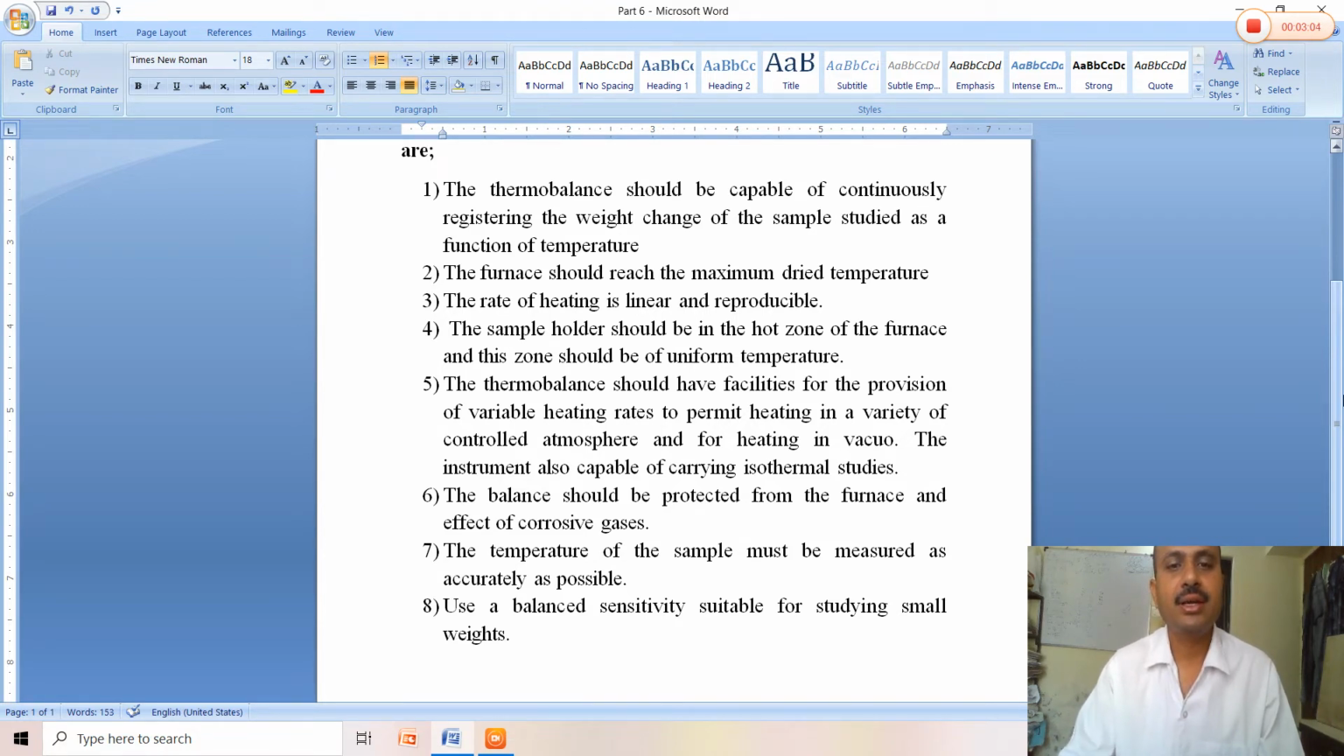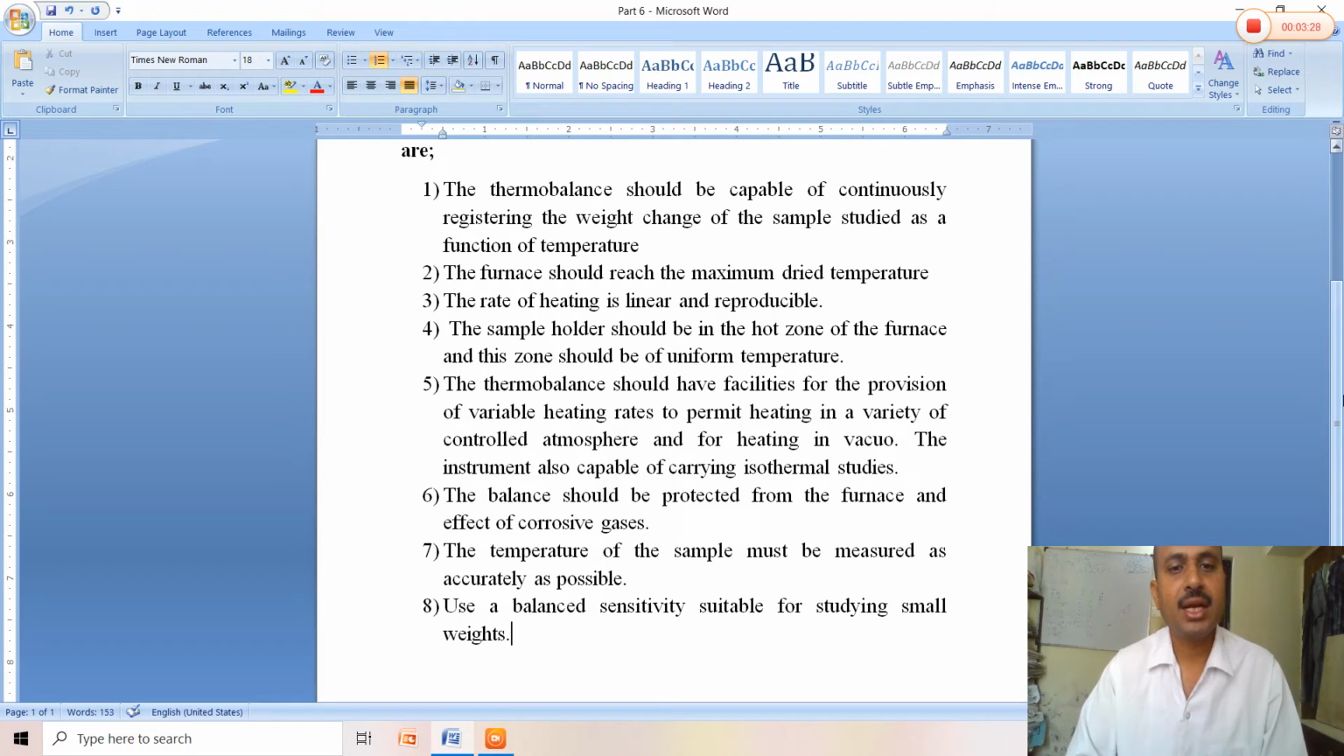Now the next condition is that the sample holder should be in the hot zone of the furnace, and this zone should be of uniform temperature. The sample holder should be kept in the hot zone of the furnace, and this hot zone should have uniform temperature. That means uniform temperature should be provided to this hot zone.